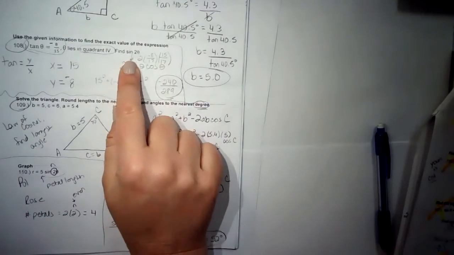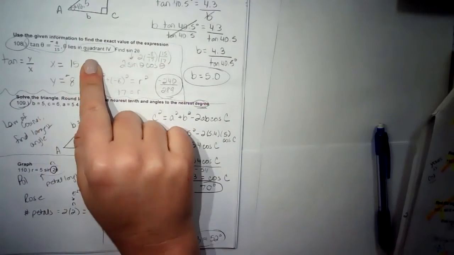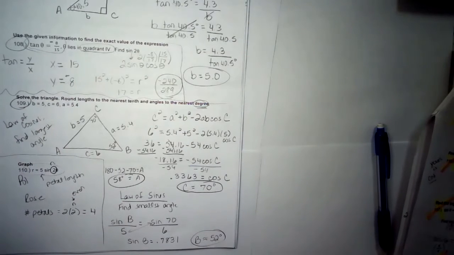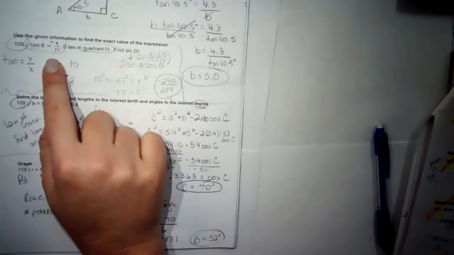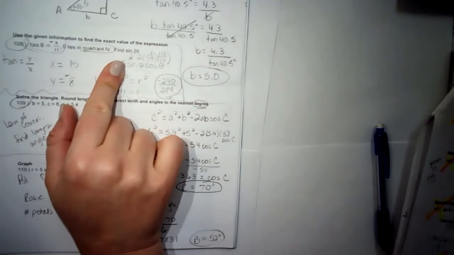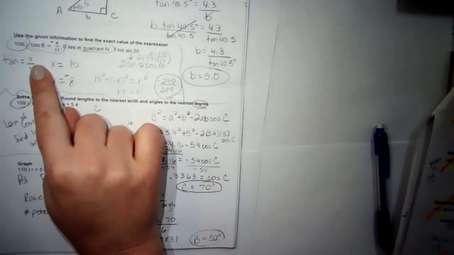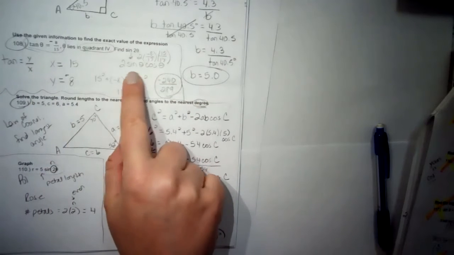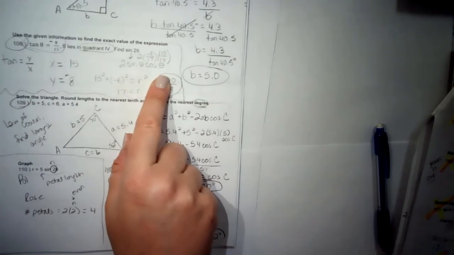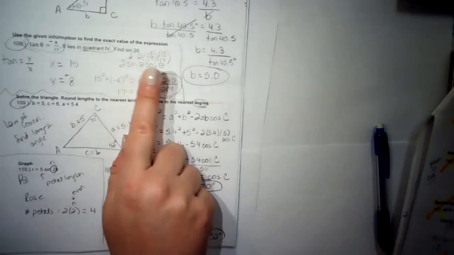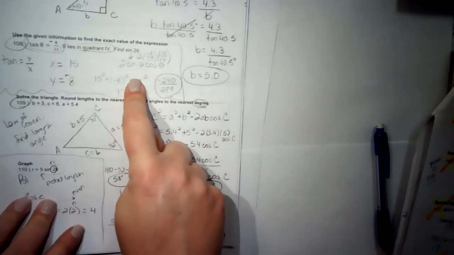But then remember, 108 gives you tangent in a quadrant and says find sine of 2 theta. If they give you something else, it doesn't say solve, they gave you another function, that's when you're going to use this identity, 2 sine theta equals cosine theta. So that's number 108. It's a little different. Okay. Hopefully that's not horribly confusing. Okay, let's see.